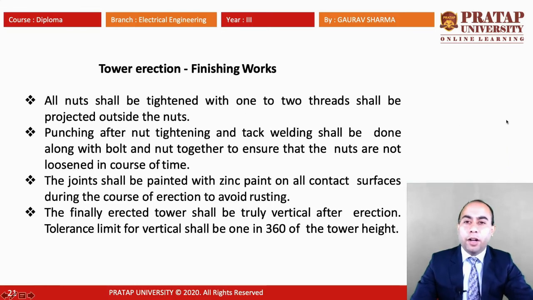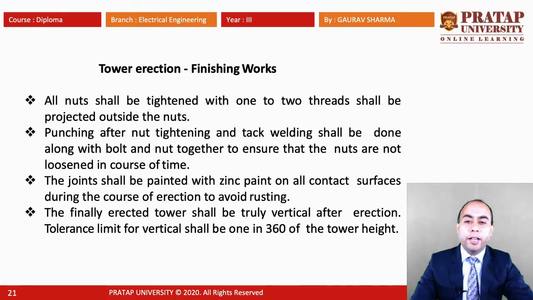Now, after tower erection, we also have finishing work. All nuts shall be tightened with 1 to 2 threads projecting outside the nut. Punching after nut tightening and tack welding shall be done along with bolt and nut together to ensure that the nuts are not loosened in the course of time. The joint shall be painted with zinc paint, and all contact surfaces during the course of erection, to avoid rusting.